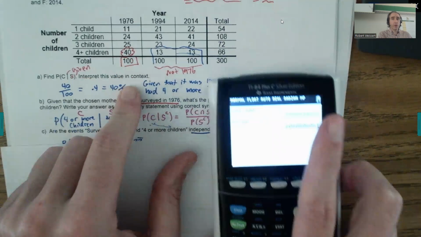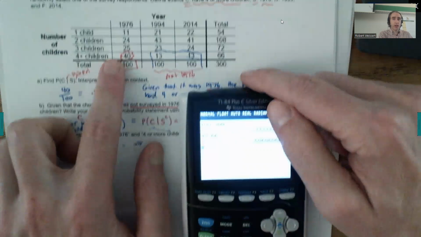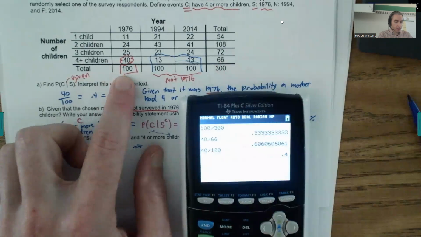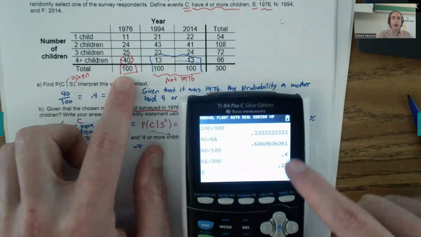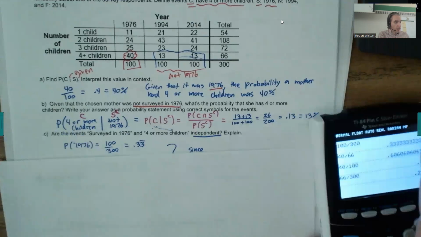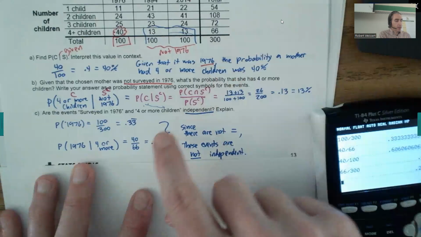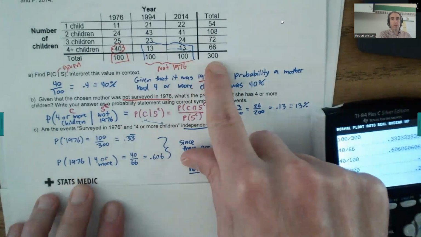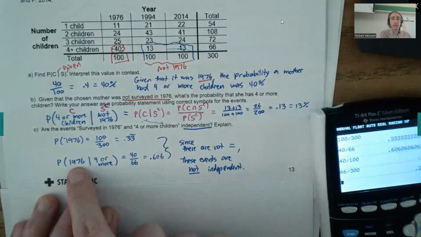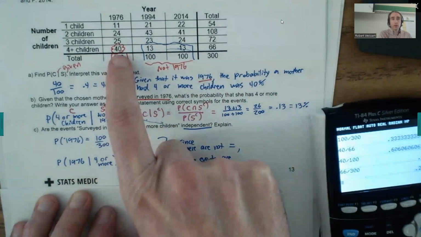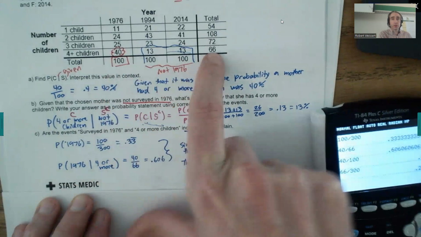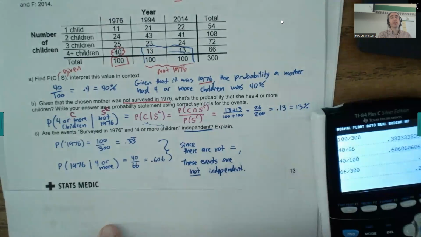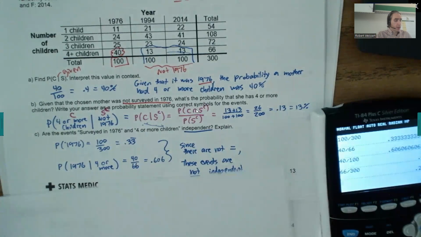I can also go the other way. I can check just out of the 1976, 40 out of 100, and compare that to the 66 out of 300. Either way, those are different numbers. I did the probability of it being 1976, which was 100 out of 300, about 0.33. And then the probability of 1976 given four or more children, so we're only talking about the 66 here, is 40 out of 66. Those values are a lot different. And so since they are not equal, we'd say they're not independent of each other.